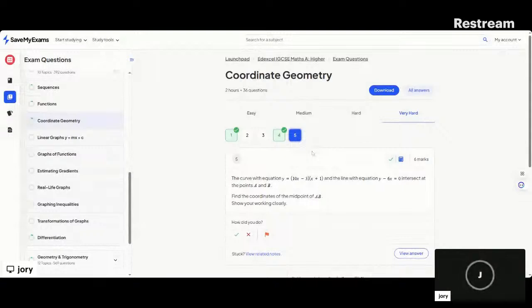Let's try this one and then move on to linear graphs. How long have I been sitting here? Can I take a break? No, not yet. It's only been 50. Okay. So 10 minutes and then I'll take a break. Because I don't like studying.